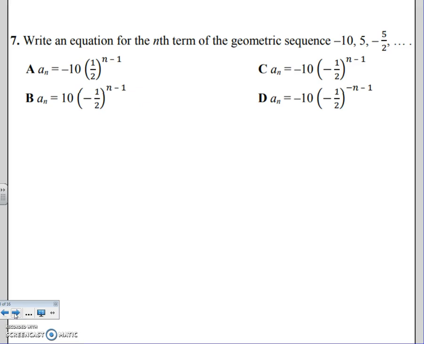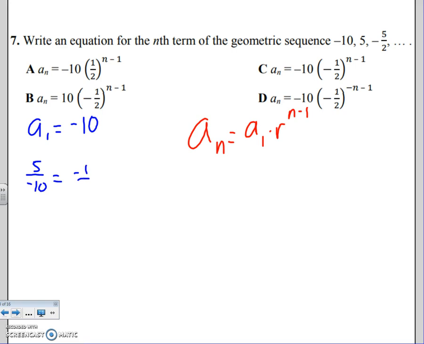7. Write the equation for the nth term of the geometric sequence that has negative 10, 5, negative 5 over 2, and so on. So the formula for the nth term geometric sequence is a sub n equals a sub 1 times r to the n minus 1. All we need to know is a sub 1, which we have. That's the first term. That's negative 10. And we need r. To find r, the common ratio, you can do the second number divided by the first number. So 5 divided by negative 10, that reduces to negative 1/2.